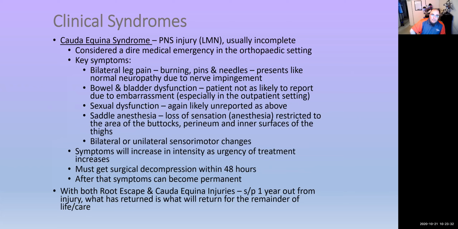So some key symptoms, then I'll talk about a patient I had with this. The patient will present with bilateral leg pain, usually describing it as burning, pins and needles. Oftentimes we'll mistake it for normal peripheral neuropathy due to nerve impingement. The patient will have bowel and bladder dysfunction, often sexual dysfunction, and saddle anesthesia. They'll say the inside of my legs are numb, where you would normally sit on a saddle. They'll have bilateral or unilateral sensory motor changes, so it may not be even on both sides.